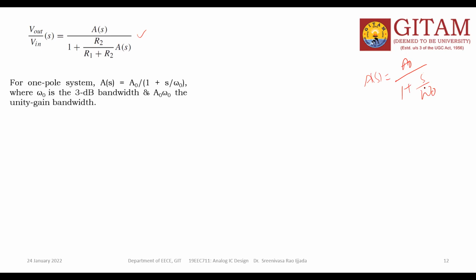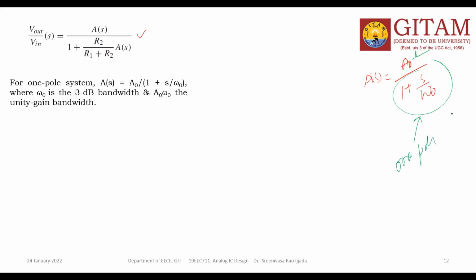How many poles are there in the denominator? How many roots are there in the denominator? Only one root. Am I correct? Yes, sir. So that is called the one pole. There are no zeros, only one root in the denominator. This is called the one pole system.